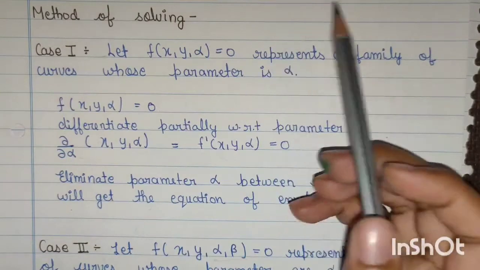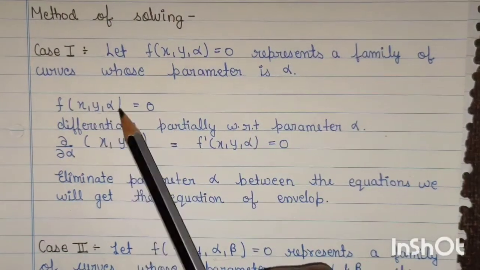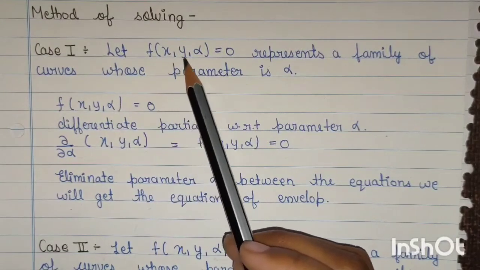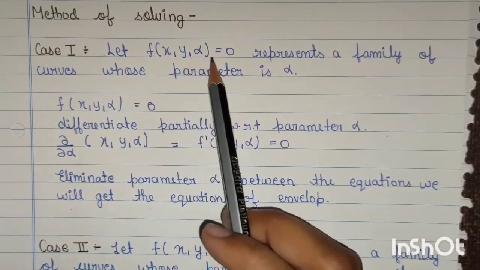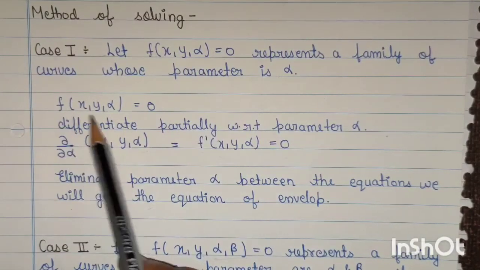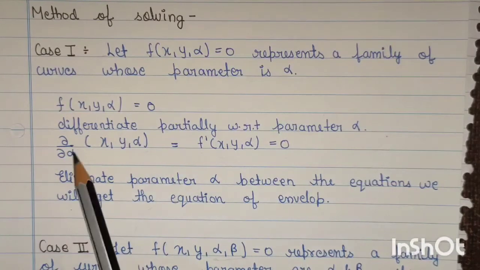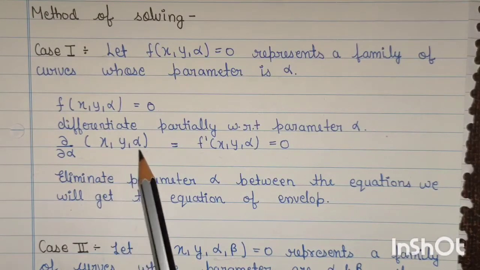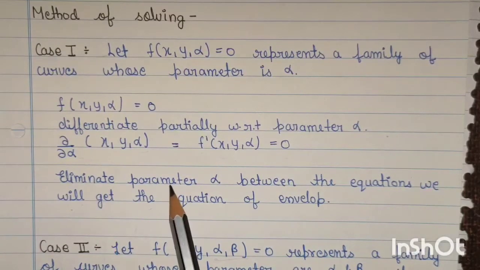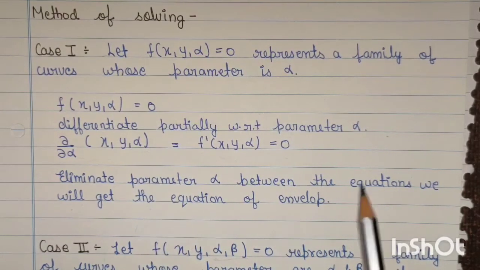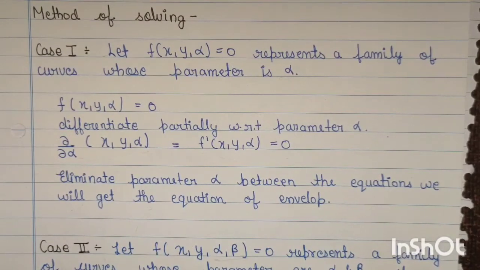Methods of solving. Case 1, where there is only one parameter alpha. Let f(x, y, alpha) = 0 represent a family of curves whose parameter is alpha. Noting down the equation and differentiating partially with respect to parameter alpha, we get ∂f/∂alpha (x, y, alpha) = f'(x, y, alpha) = 0. We have to eliminate parameter alpha between the equations, then we will get the equation of the envelope.